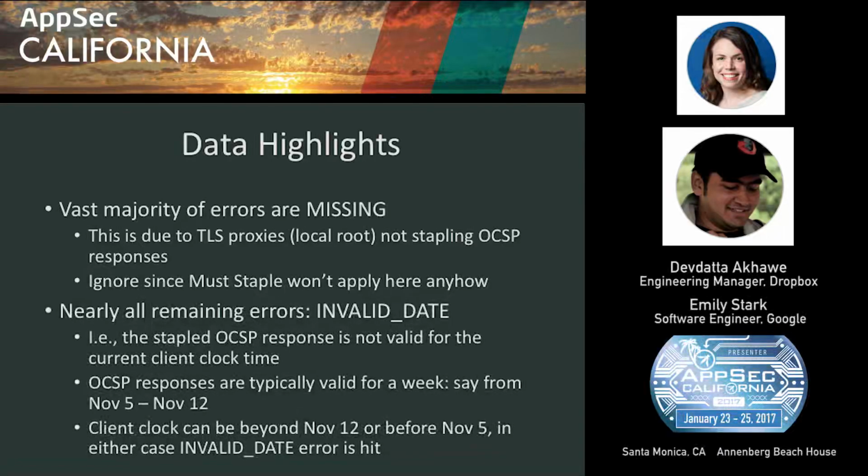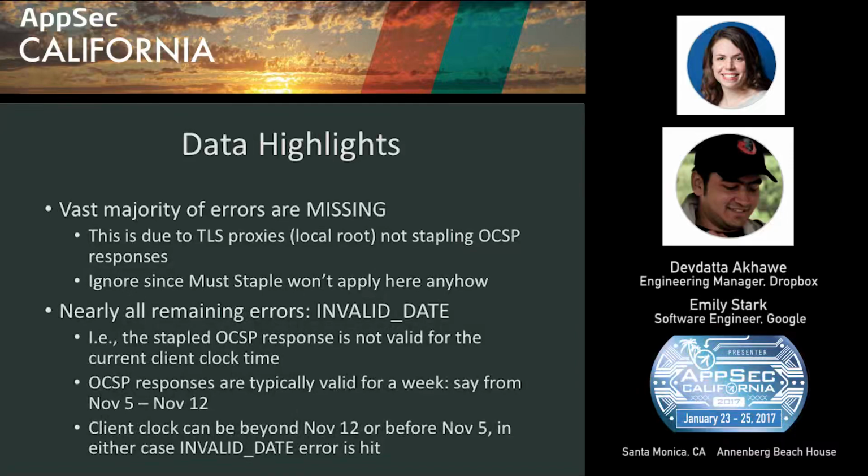But since the user's browser is running Chrome, it has the expect-staple preload for Dropbox.com, and it says, I don't see an OCSP response. So we get an error saying missing. But we know this is TLS proxies because the cert chain is missing in the uploaded report, which basically tells us this is a local root. So we are pretty confident that this is TLS proxies. And this won't actually be a problem in the real world if we turn on must-staple, because Chrome and any browser will just ignore OCSP must-staple if it's a local TLS proxy's certificate.